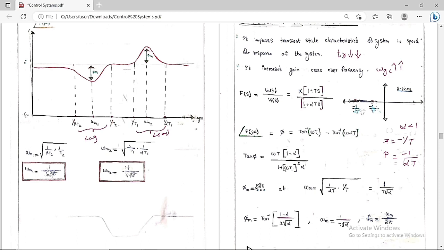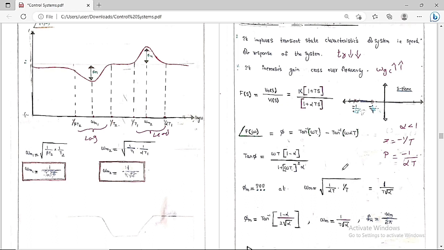So I want to find the maximum phase angle. What is the maximum phase angle? This phi m I want to figure out. It is going to occur at the geometric mean of these two cutoff frequencies. At the geometric mean of these two cutoff frequencies, at this frequency only, we are going to get the maximum phase angle.